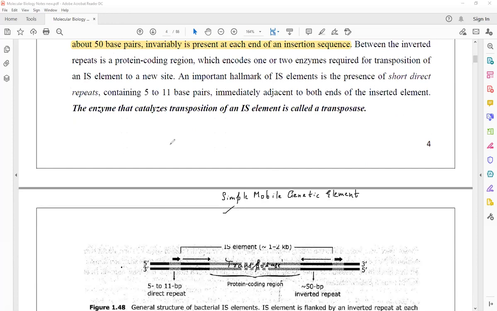For all the transposons in the world, the presence of a short direct repeat is a hallmark that indicates that yes, a short direct repeat is present towards the end of the chromosome. These are the short direct repeats, and then there are inverted repeats which are present. The inverted repeats are the ones that are created due to transposition.